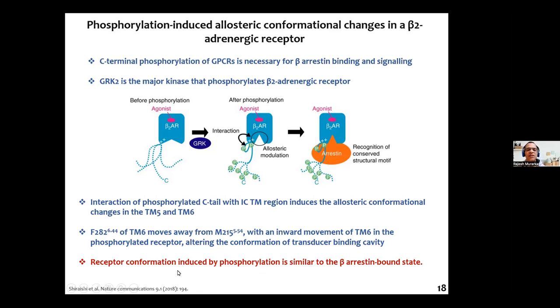They also found that the receptor conformation induced by phosphorylation is similar to the beta-arrestin bound state, because they also did the NMR studies for the receptor bound to the beta-arrestin. They compared the result with the only phosphorylated receptor and with the beta-arrestin bound receptor, and found that the phosphorylated receptor resembles the beta-arrestin bound structure. Okay, so that means there is a conformational selection. They are suggesting that a conformational selection mechanism might happen.